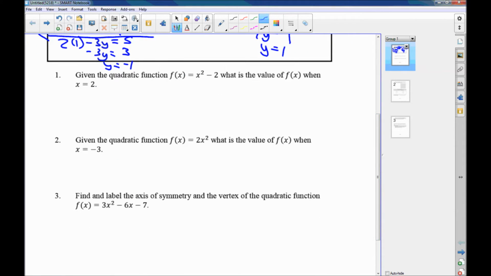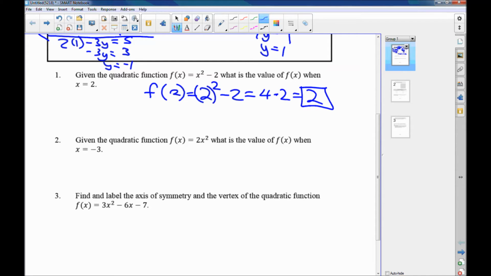All right, given the quadratic function f of x equal to x squared minus 2, what is the value of f of x when x is 2? So this just says, hey, if I let the input be 2, what's the value of f? So this is, what is f's value when the input is 2? So I plug 2 in over here. 4 minus 2 will give me 2 for the final answer. So the output will also be 2.